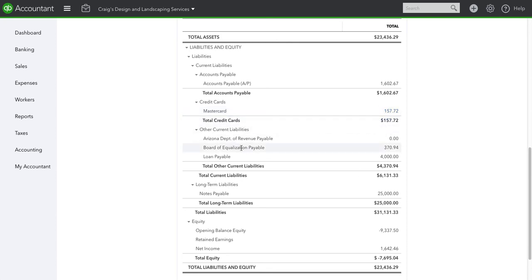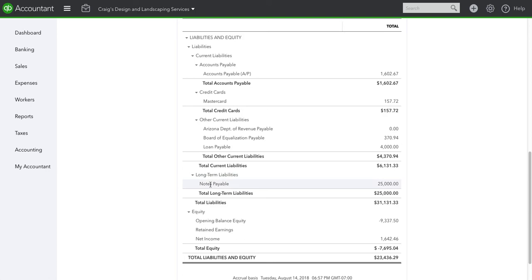Other current liabilities, these vary, but usually if you are selling products, you'll have your sales tax payables here. If you have any loans that are payables that are going to be paid within a year, and long-term liabilities, notes payable, these will be loans that are going to be paid back after the year, after 1 year.